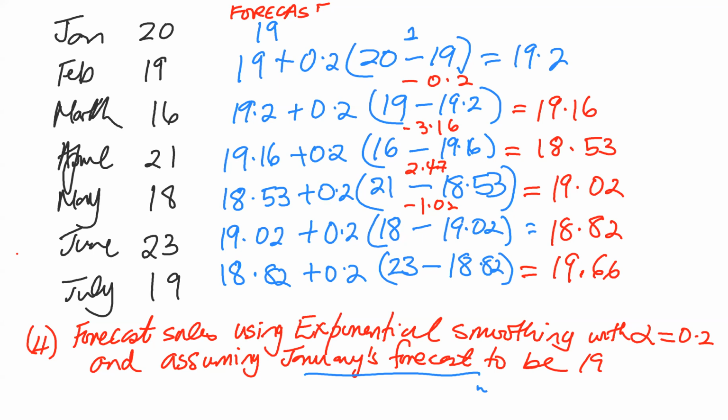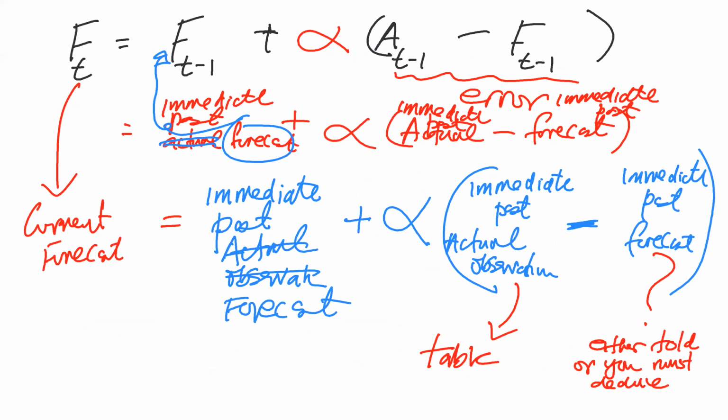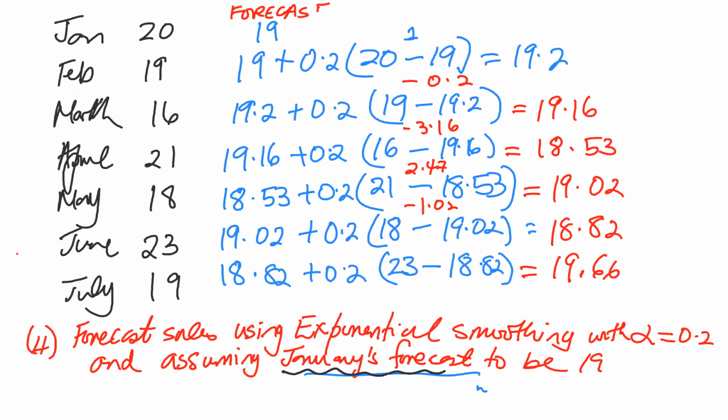Then we looked at the exponential smoothing methodology, where we need to have an immediate past actual observation. We need a corresponding immediate past forecast, and we need a smoothing constant called alpha. So with those 3 data points, we can make a forecast. Now, I said that when you're going to use exponential smoothing, let's go back to this page, I said to you that you're either told what the immediate past forecast is, or you must deduce it. Good? Now, in the question that we just worked, we were told what the forecast was.